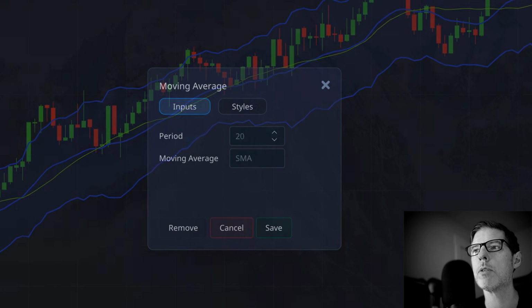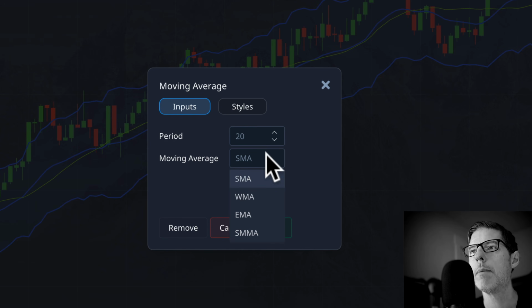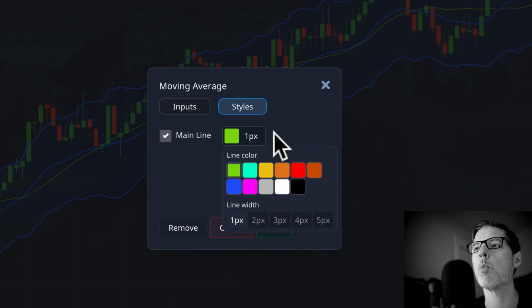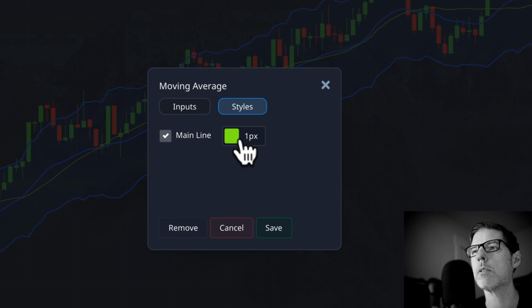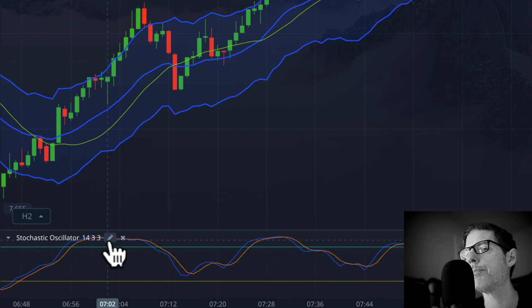Now for the moving average, same thing. For the period, we're going to use 20, and then for the moving average style, make sure this is set on SMA, which simply means simple moving average. Okay. And then for the styles here, I've just set this on 1. Default settings are fine, guys. You can put this on green or change the color here if you want to. But I've just set this to 1 pixel for the green color. All right, so for the stochastic oscillator down here at the bottom.